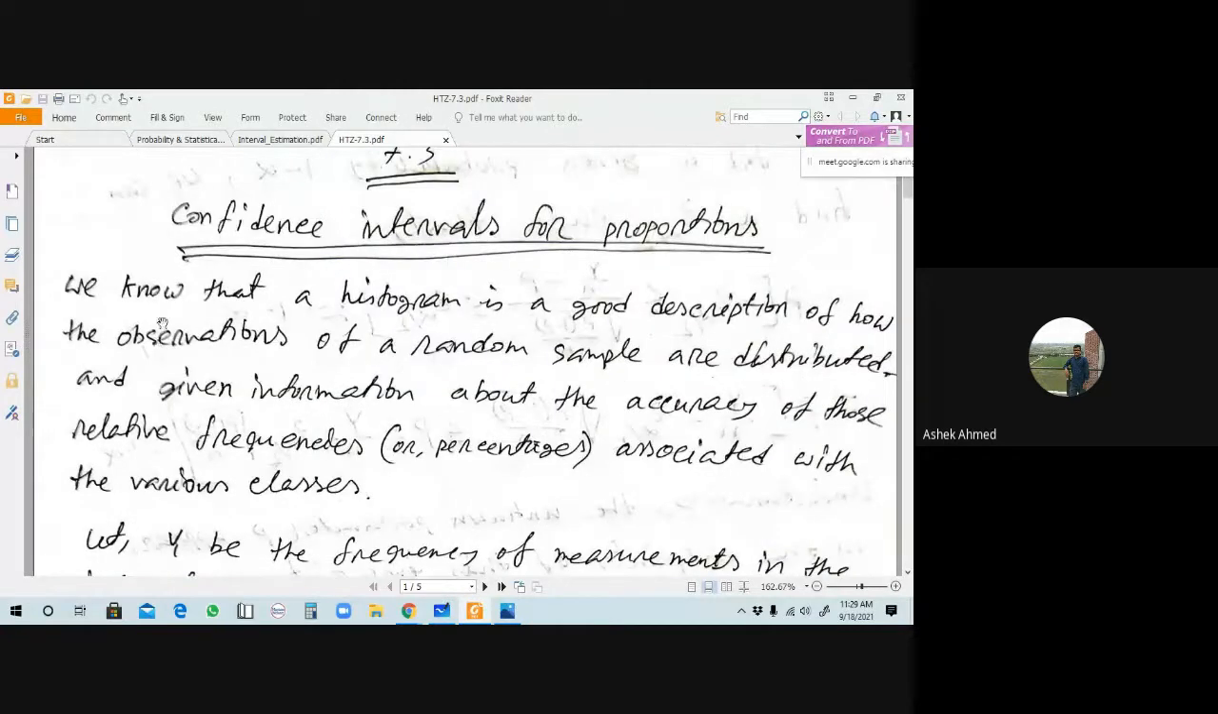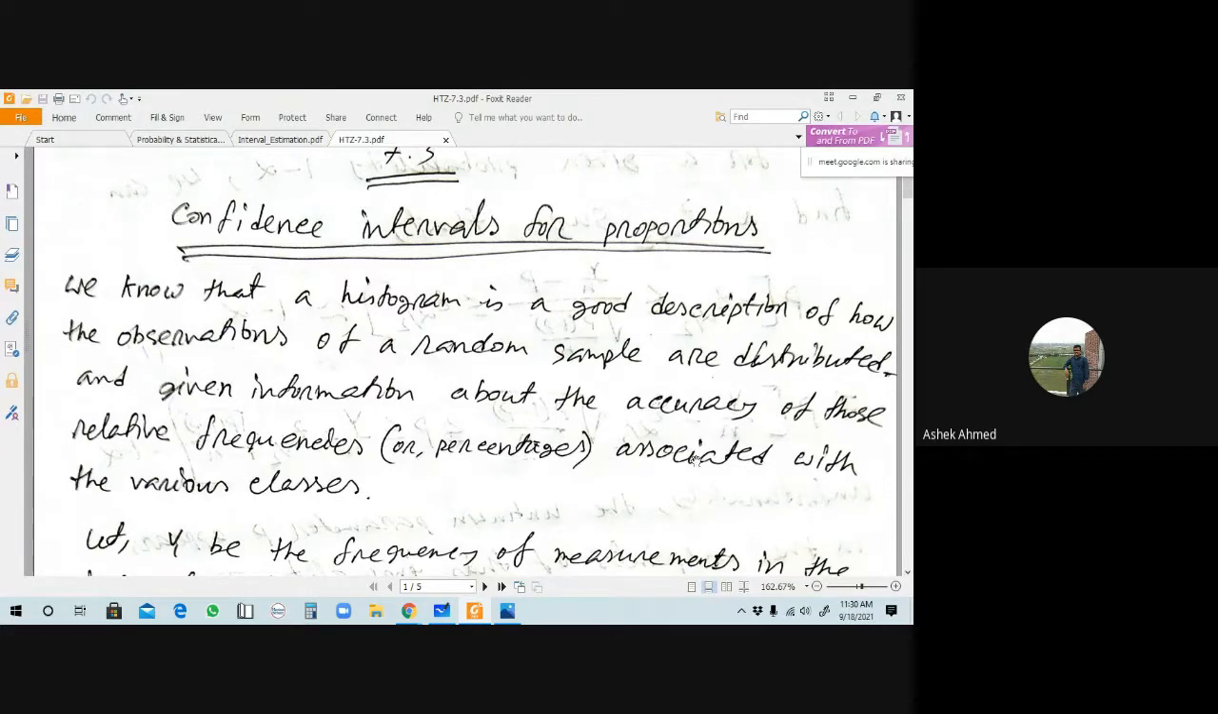Okay, because we know that a histogram is a good description of how the observations of a random sample are distributed, but we will discuss more about the histogram in the statistics part, from next week. And given information about the accuracy of those relative frequencies or percentages.